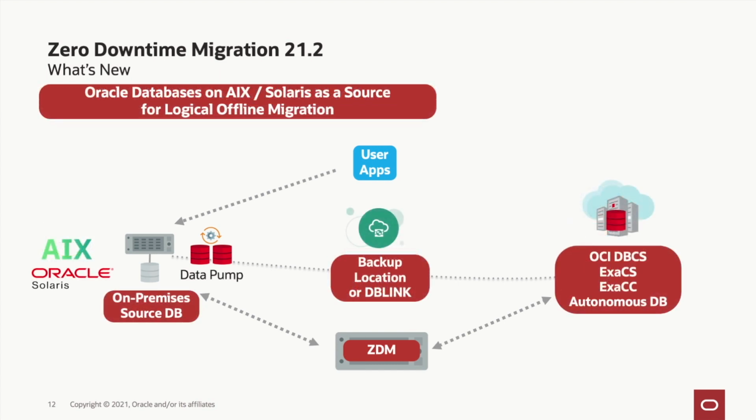Also, in Zero Downtime Migration 21.2, we introduced the capability to have Oracle databases running on AIX and Solaris as a source that can now be migrated to the Oracle Cloud. This is supported with the logical offline migration method, which can use a database link between the source and the target, or of course, backup location being either object store when you're migrating to an OCI native database, or NFS or the recovery appliance when you're migrating to Exadata Cloud at Customer.